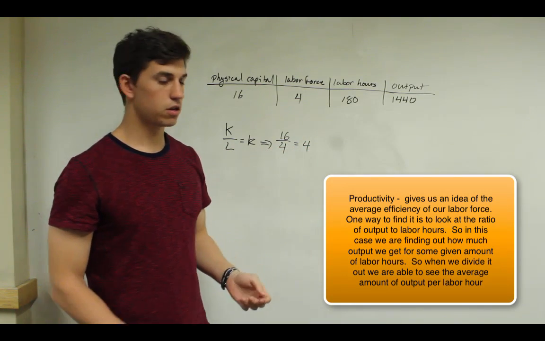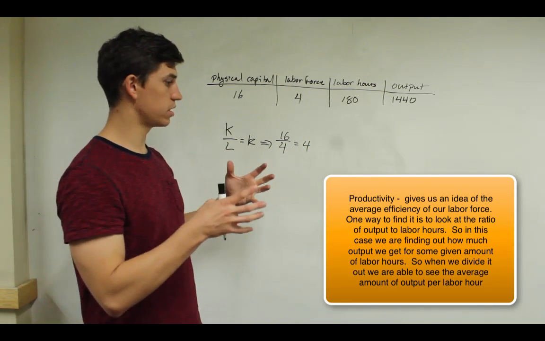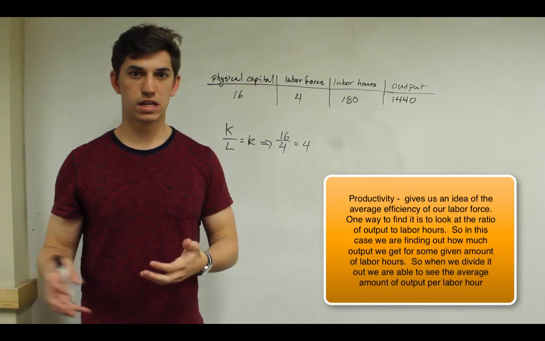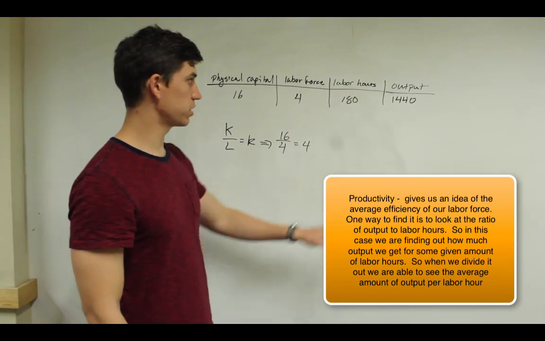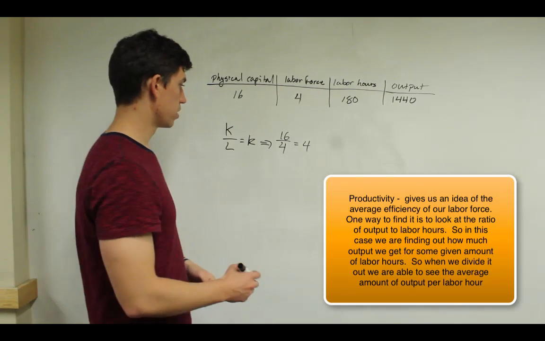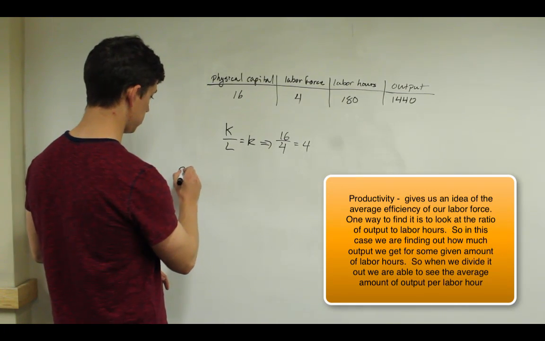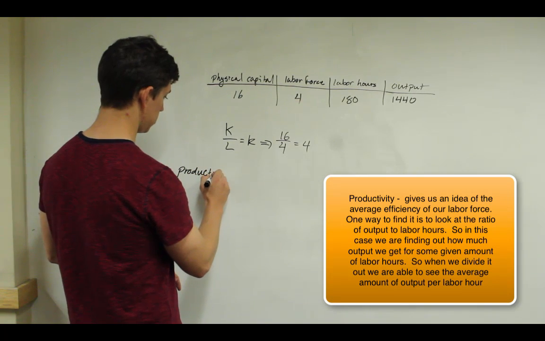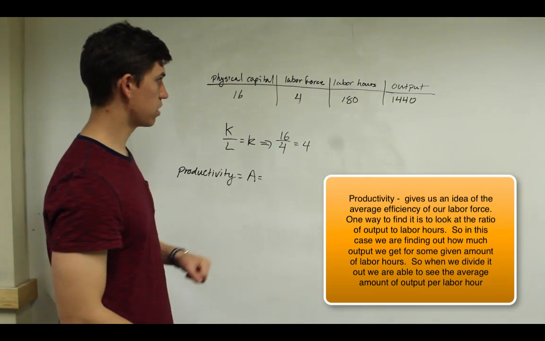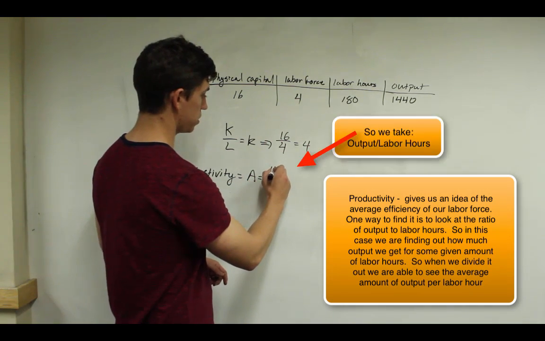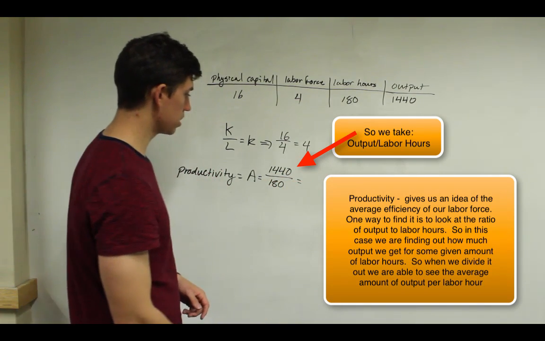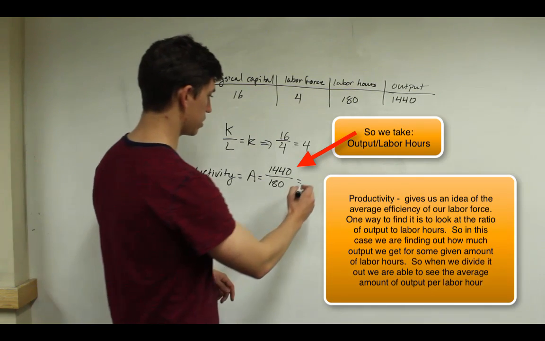And that's our productivity. So if you imagine that you have some function that transforms labor hours into output, the rate at which it does that is our productivity. So that's simply just the amount of output we have divided by how many labor hours go into it. So productivity, some people call it A actually, is just equal to output divided by labor hours, which is 1440 divided by 180, which turns out to be 144 divided by 18, which is 8.